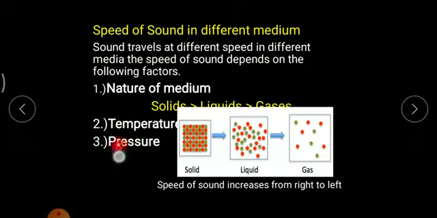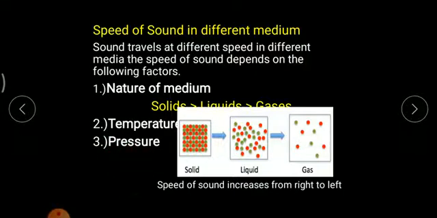And third, pressure, which is nothing but force upon area. How much force is there, and how much area is being covered in that zone, that is pressure. We discussed pressure in the previous chapter. Pressure is denoted by P. It is nothing but force upon area.